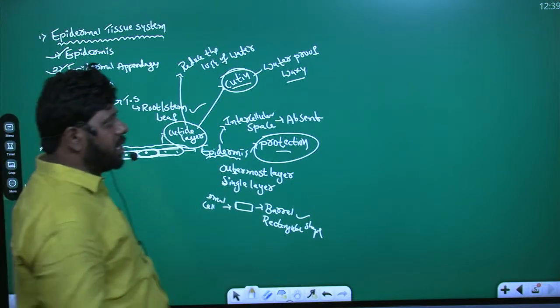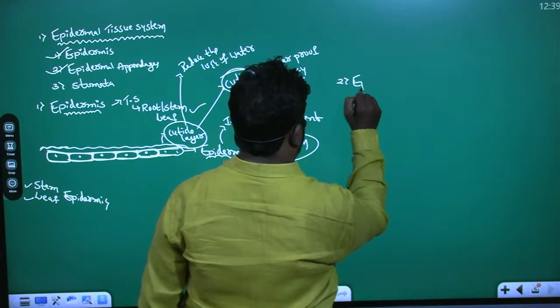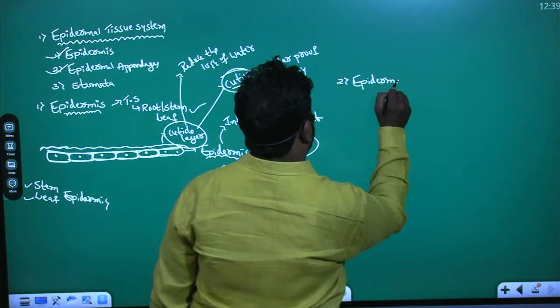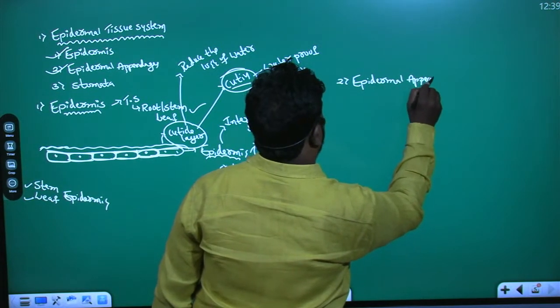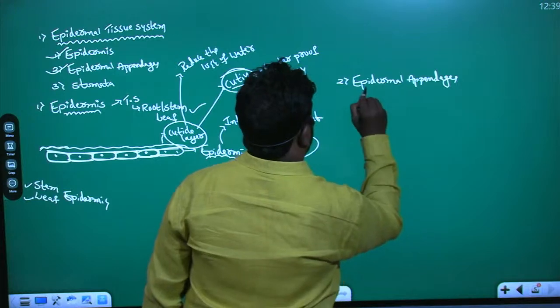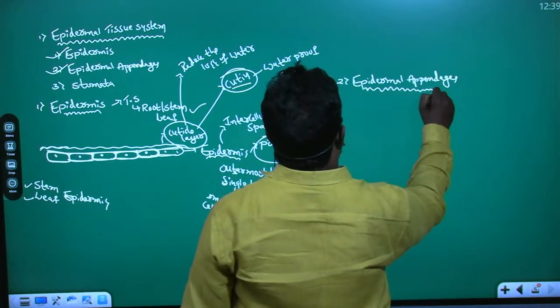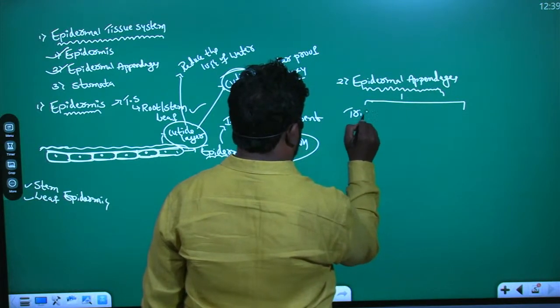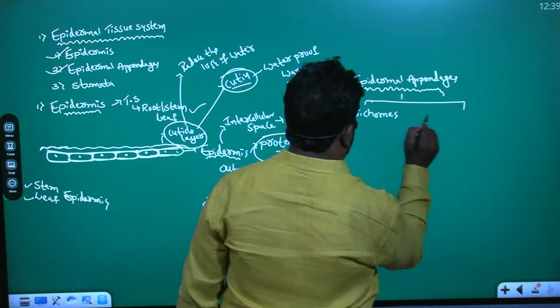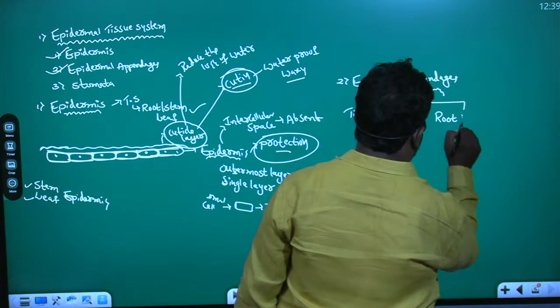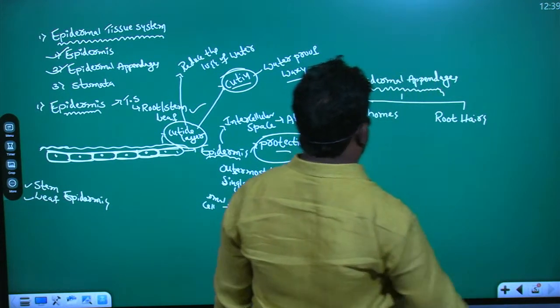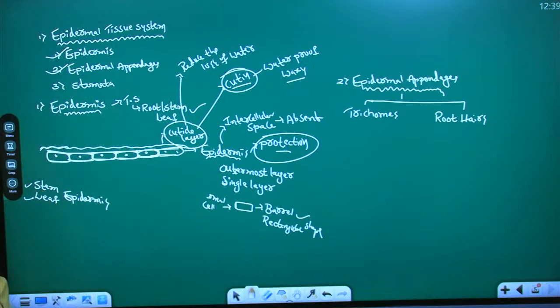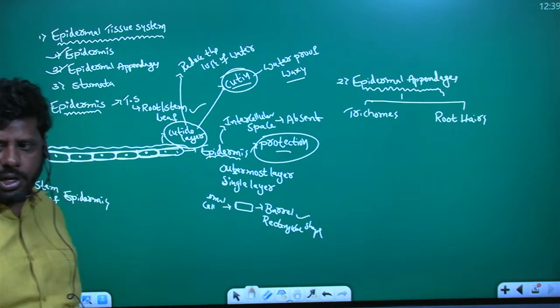Second one is the epidermal appendages. The outgrowth of epidermis is called epidermal appendages. These epidermal appendages are classified into two types, which include trichomes and root hairs.